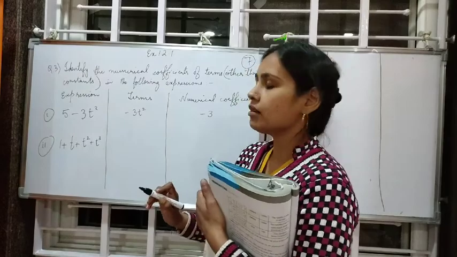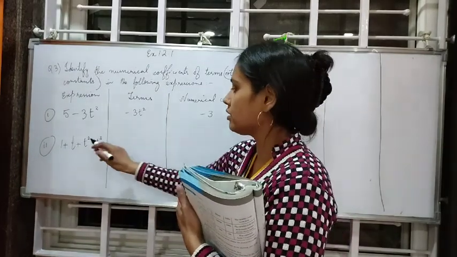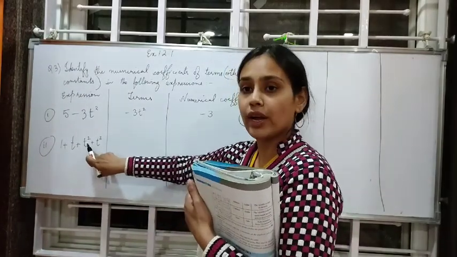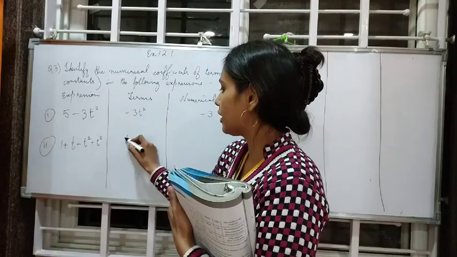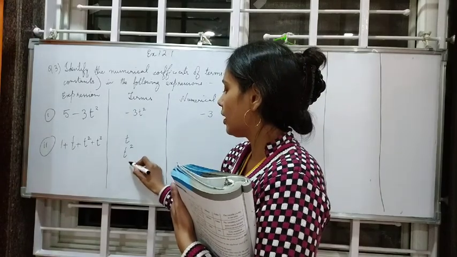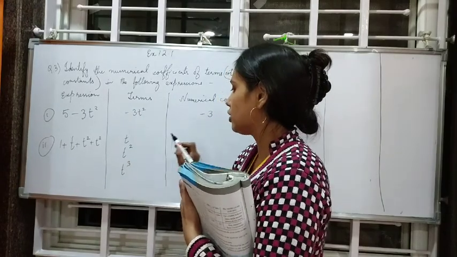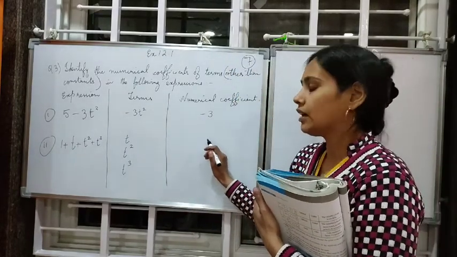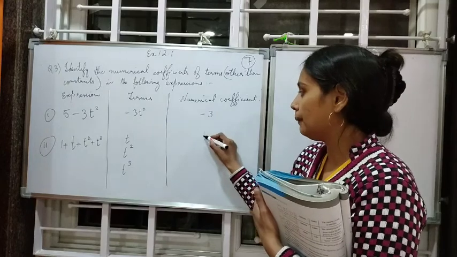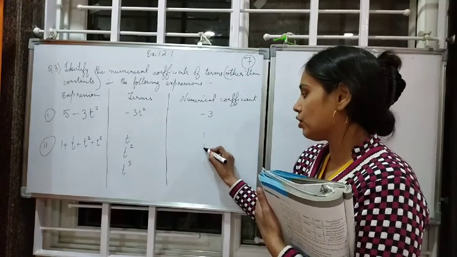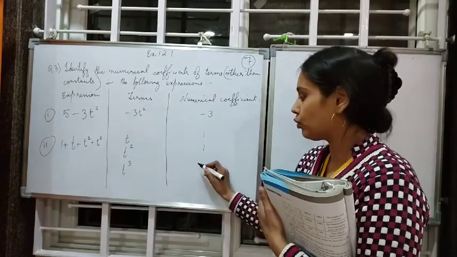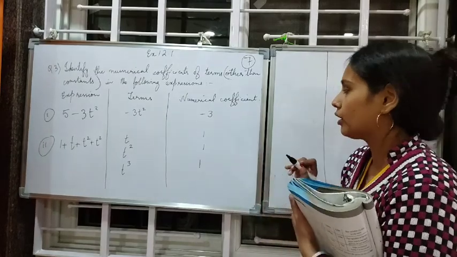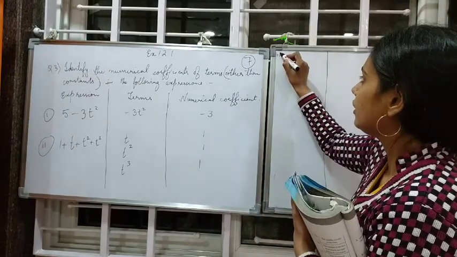So here the terms which are other than constants are t, t square and t cube. So let's write t, t square and t cube. So here what are the numerical coefficients of these? That is for t it's only 1. Again for t square it is also 1 and for t cube it is again 1. Then we do the third one.